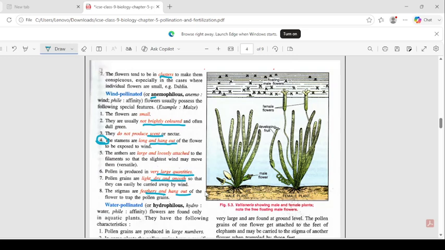So here we are discussing 5 major features for anemophily. Number 1, the flower should be of dull color. It should not have nectar and you can say fragrance or scent. Next, the pollen grains should be non-sticky, light in weight, more in number, and the style or you can say stigma of the carpel should be well exposed and sticky so that it can trap pollen grains. So these are the important features of the wind pollinated flower.